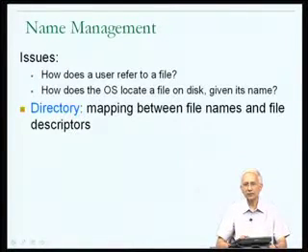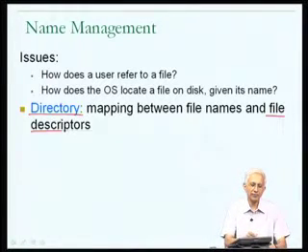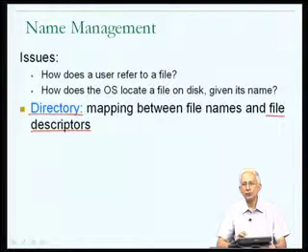Now the primary structure which is used by operating systems today for name management is something known as a directory. And a directory is a mapping between file names and the corresponding file descriptors. You will recall that I had used the term file descriptor in the previous lecture to refer to the operating system data structure that is used to keep track of which disk blocks correspond to a particular file. So corresponding to any one file, there would be one file descriptor which would contain the information regarding the various disk blocks associated with that file, along with possibly other information.